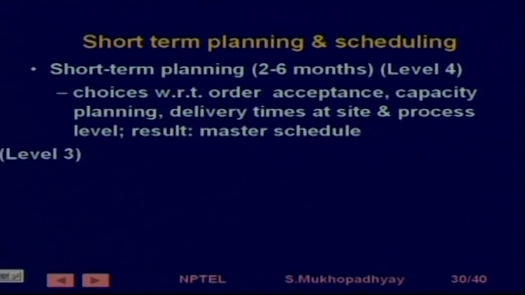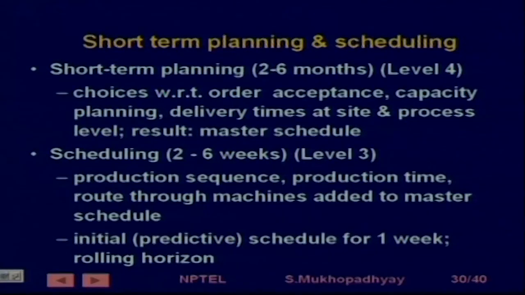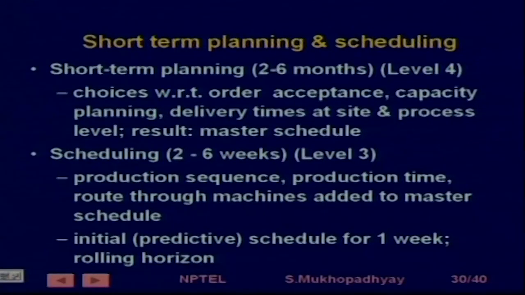And that process is basically short term planning and scheduling. In short term planning, planning is something which you do in the business system, typically in level 4. So, you make choices with respect to order acceptance, capacity planning, delivery times at sites, etc. And then you take these short term plans and further augment them with actual production sequences, production times, routes through the machines, etc. Then you also elaborate them week by week, day by day, so that you have a much more detailed schedule. So, scheduling is also planning, but over a shorter horizon and with respect to the equipment which you are going to deploy.